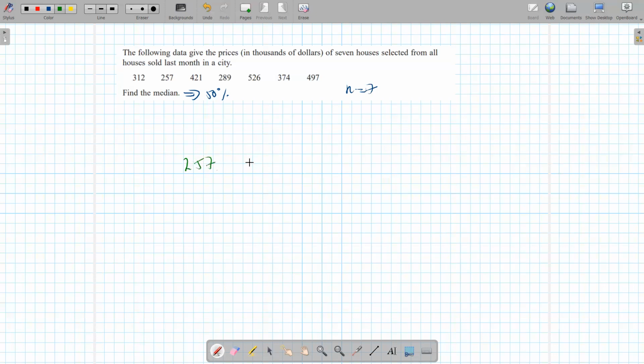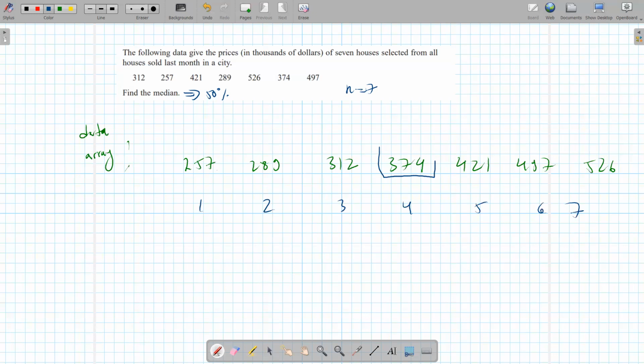First comes 257, 289, 312, 374, 421, 497, 526. This is called a data array. When you go from the smallest number to the largest number, it's going to be easy to find the median because it's going to be the fourth number. It's because the fourth number has 3 numbers to the right and 3 numbers to the left. So your median is going to be 374. Okay?